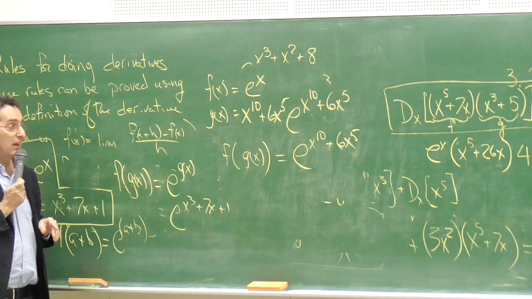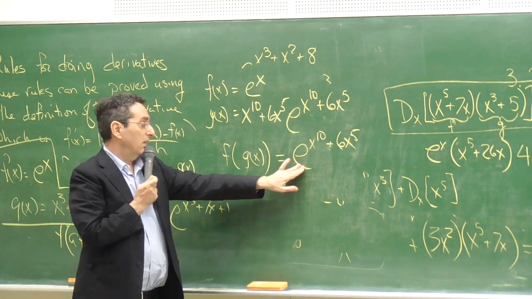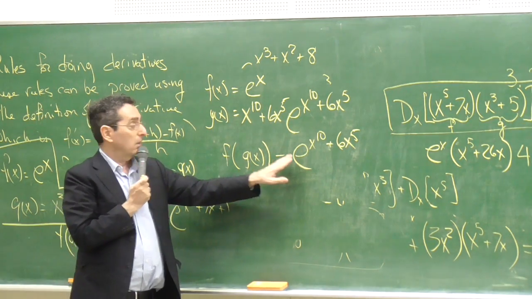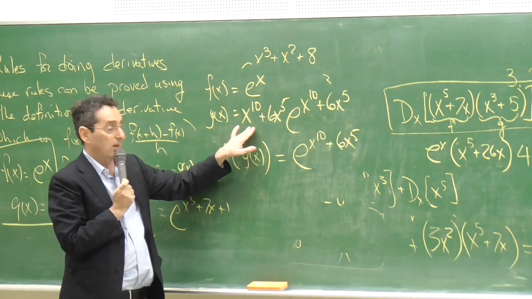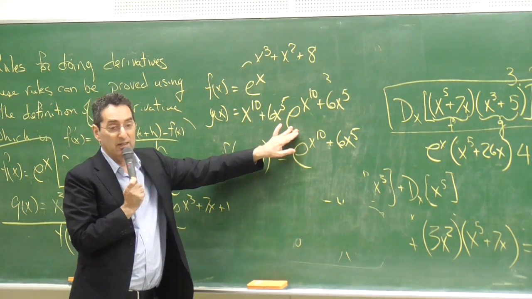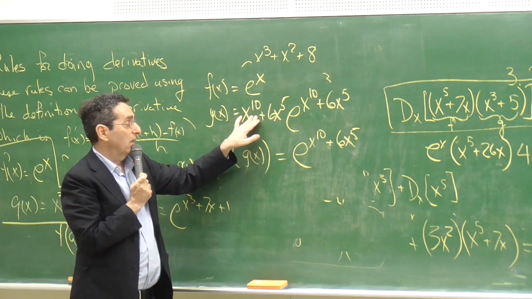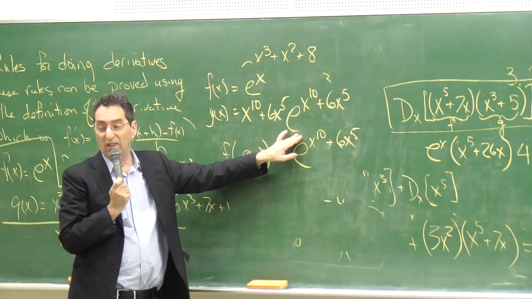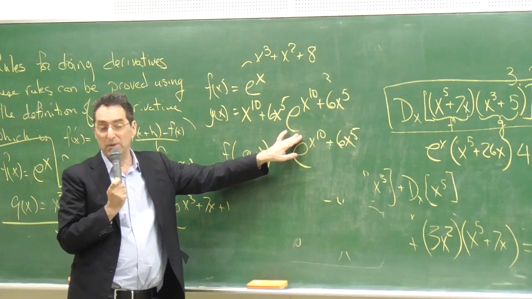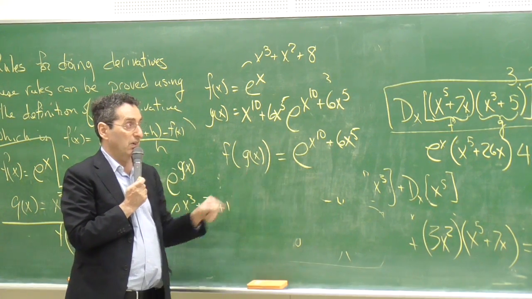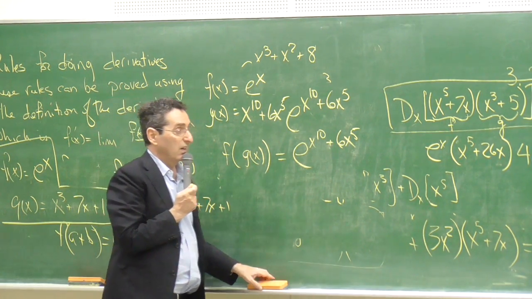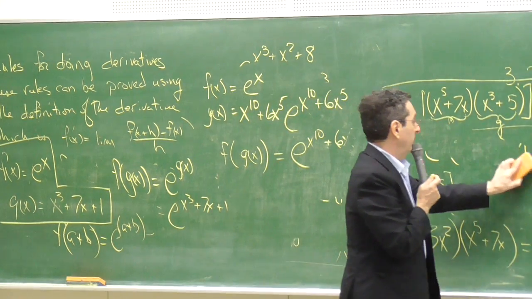So we could write this as the composition of two pretty much simpler functions. I think this is simpler than this, and I think this is simpler than this. So we're able to write it as the composition of two simpler functions. Okay, so let's do another one.